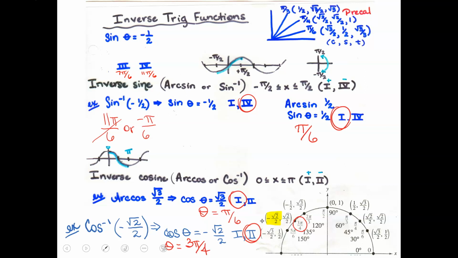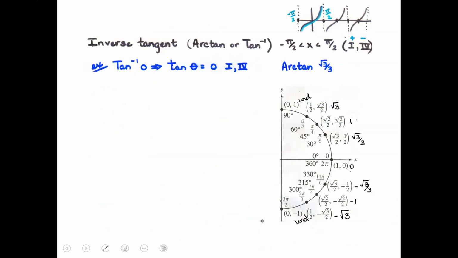All right, what about tangent? Well, we can have the same discussion about it. It's going to pass the vertical line test. It's not going to pass the horizontal line test. So we'll use a restricted region from negative pi over 2 to positive pi over 2. You'll notice that's the same region that we used for sine.